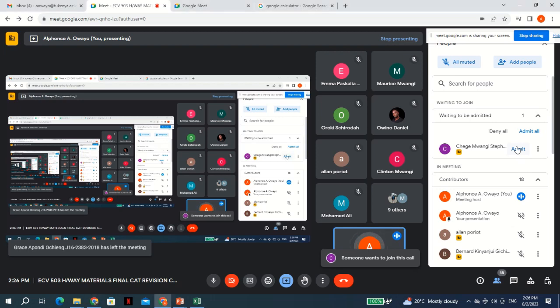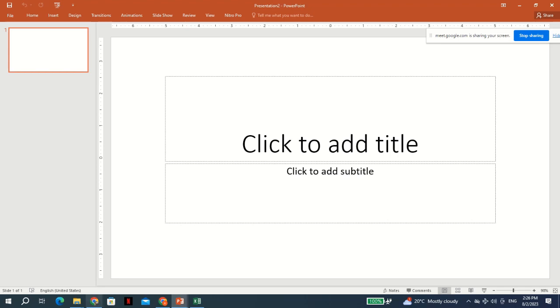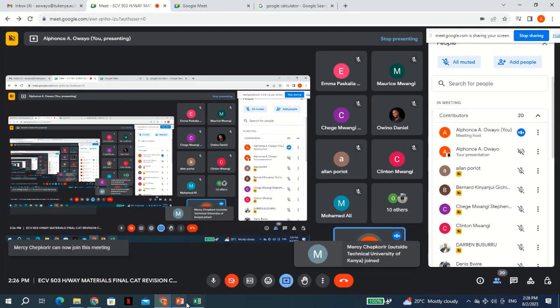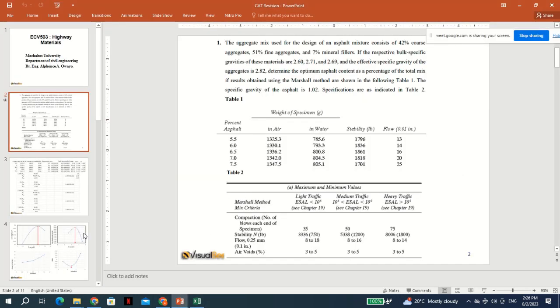Specifications are as shown in the table 2. Just like what we've done in class, this is from the Marshall stability: weight in air, weight in water, the stability value, and then the flow. In this case, we only have maybe one measurement, but normally you do this 3 times. Remember the example we did in class, you do 3 times and you can find the average.